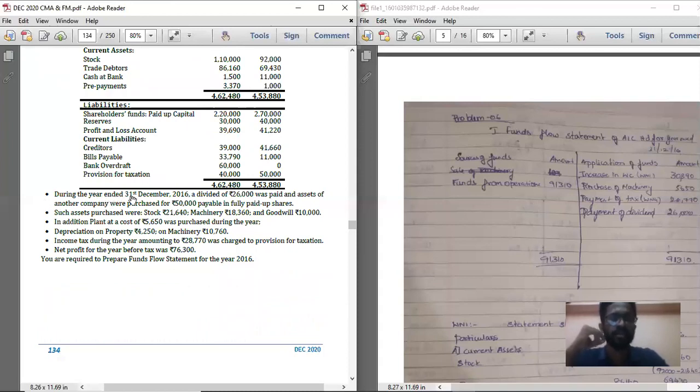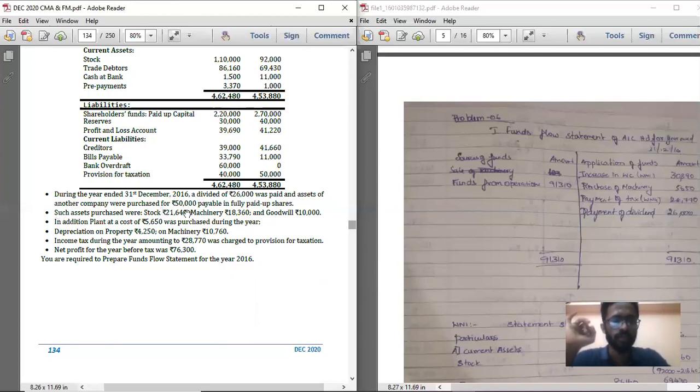During the year ended 31st December 2016, a dividend of 26,000 was paid, and assets of another company were purchased at 50,000 payable in fully paid up shares. So for the year ended 31st December 2016, dividend is 26,000. So application of funds, payment of dividend, record 26,000. That is the first point. When you are taking down payment of dividend of 26,000, two places you should take it down. One is application of funds, the other one is on the debit side of the P&L adjustment account.